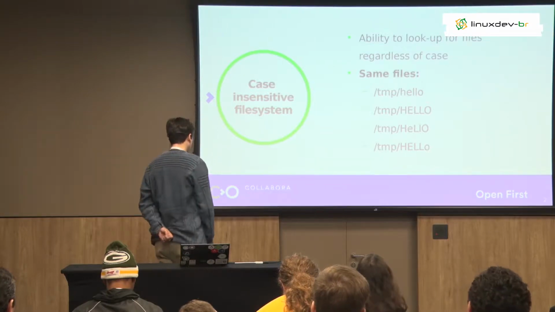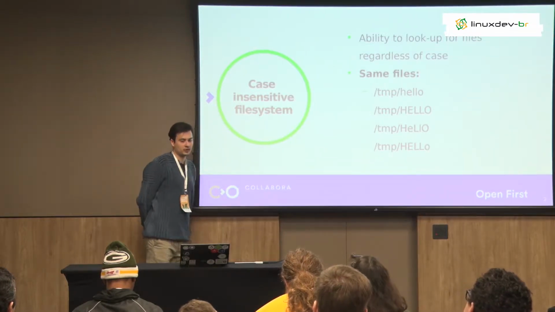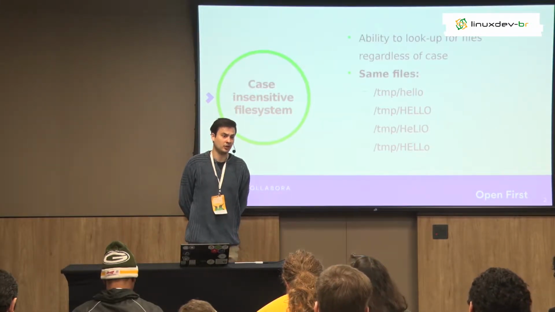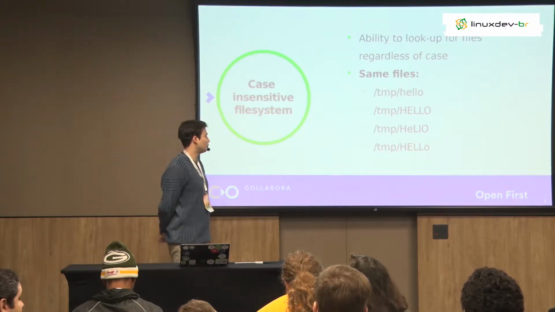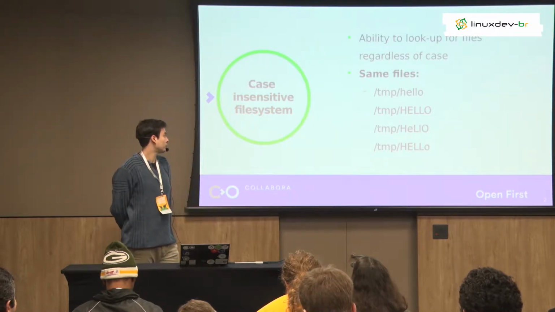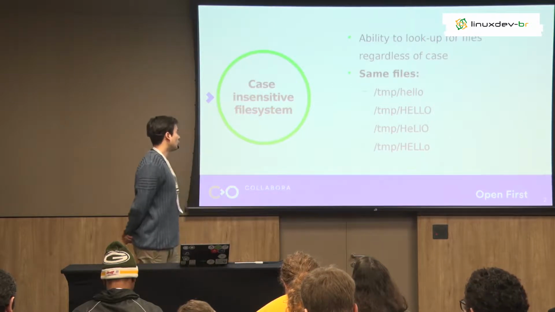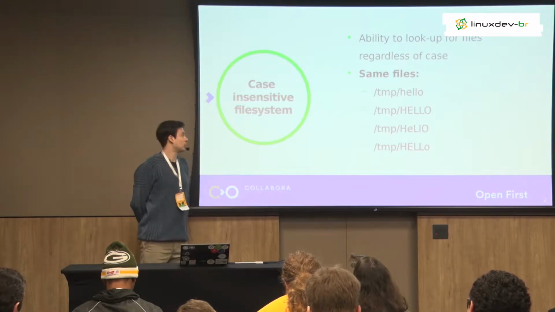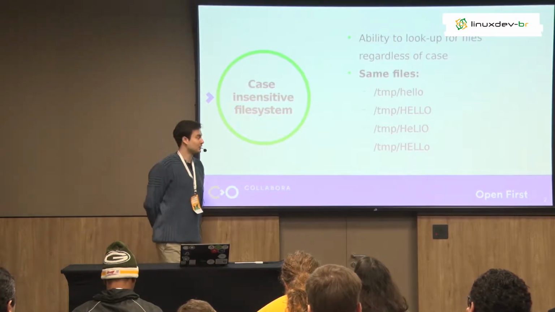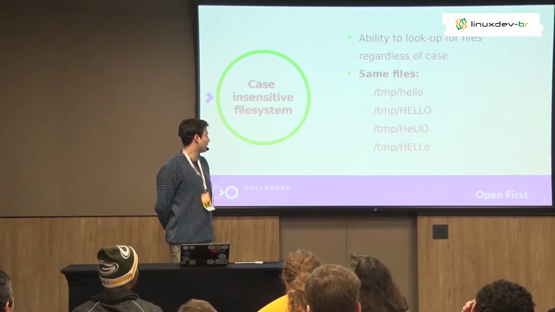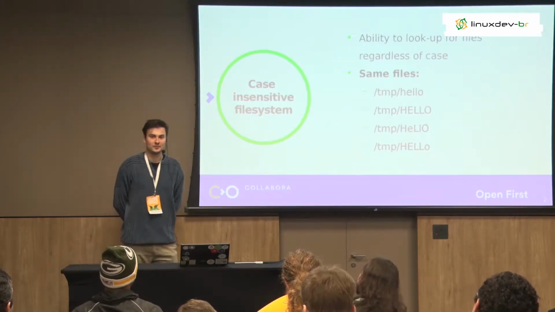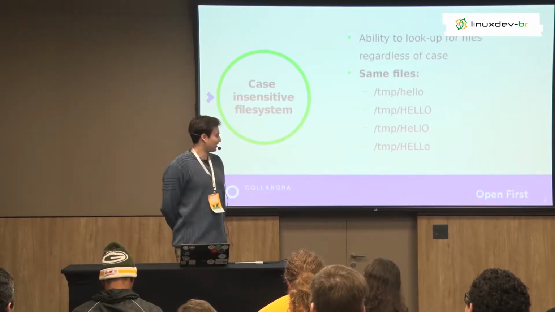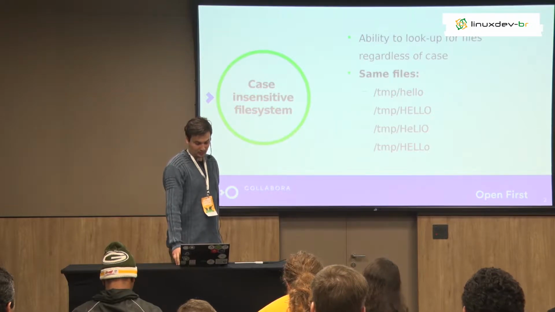Case-insensitive, in the sense of a file system, is basically a file system with the ability to look for file names disregarding case. So if you search for any of these in your file system, they would all point to the same file, regardless of case. This is very easy for English speakers because, as we all know, in the ASCII table you just flip one bit and you have the uppercase version. So it's a very simple feature to understand what we want to do.